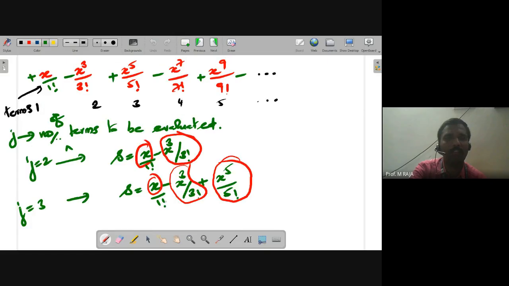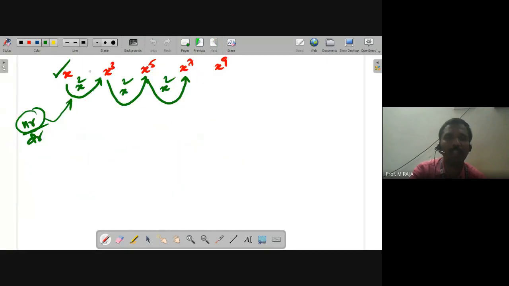Here, first term, 1 factorial. Second term, x power 3, this should be divided by 3 factorial. X power 5 is divided by 5 factorial. X power 7 is divided by 7 factorial. So this can be brought in different ways. We can design a logic in different ways. I tell you one possible logic.